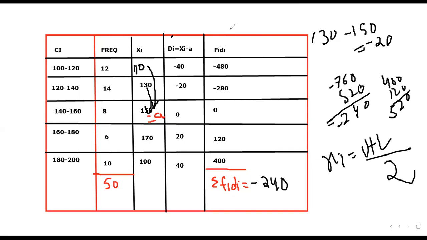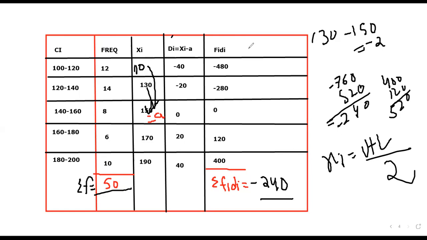In this way we got sigma of fi di as minus 240. Sigma of fi, the sum of frequencies, is 50, which is the total number of workers given here.